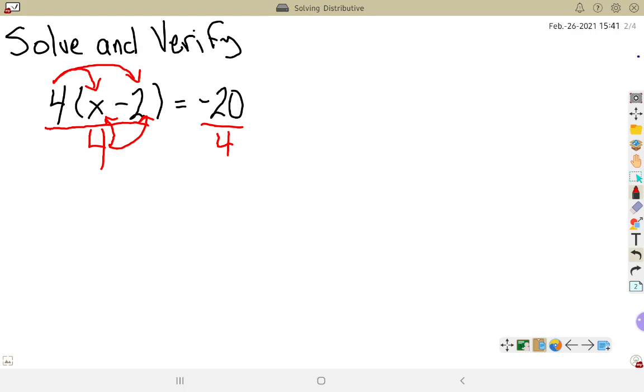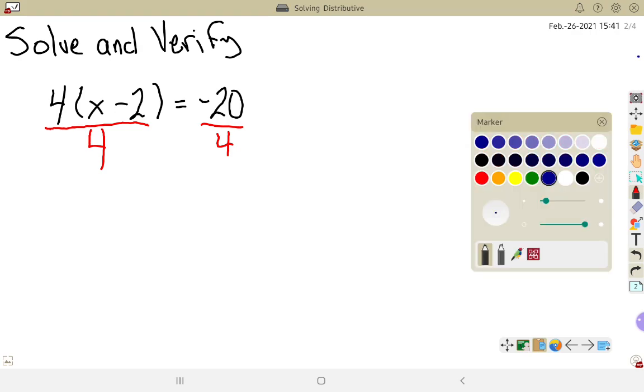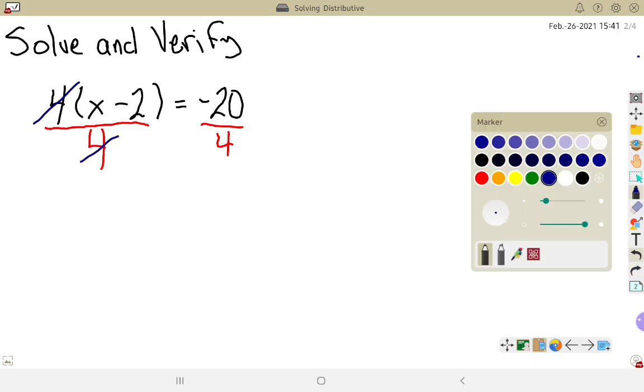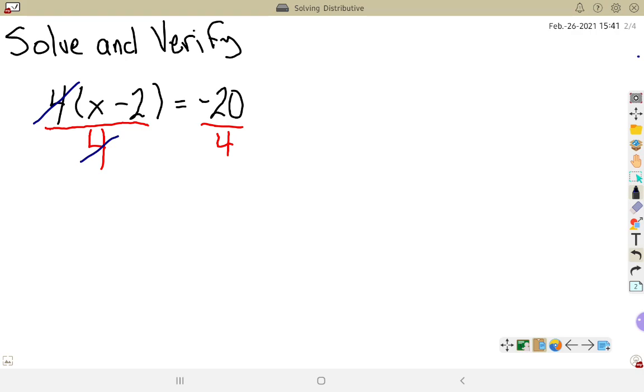And so really, because I'm dividing both sides by that 4, it undoes the multiplying by 4 that goes into the brackets. So I can get rid of that first. All right, really what's happening is I'm just canceling out those 4's so that I don't have to do any distributive property. And now I have this.